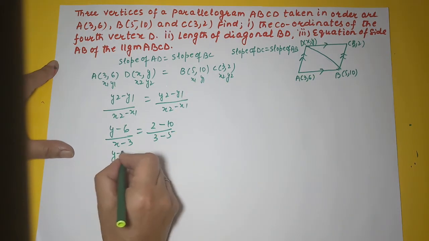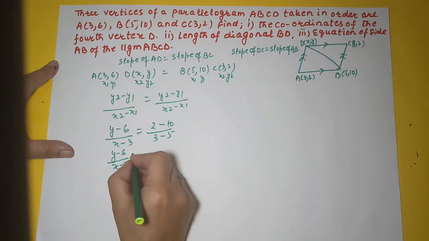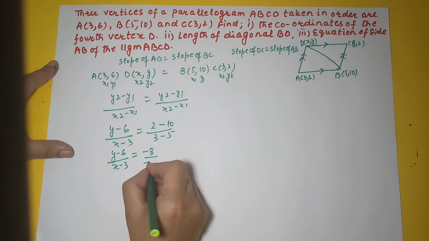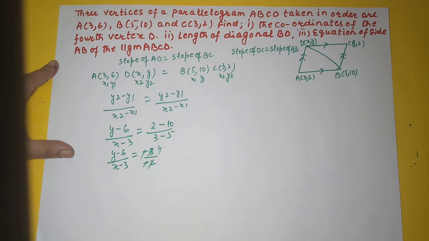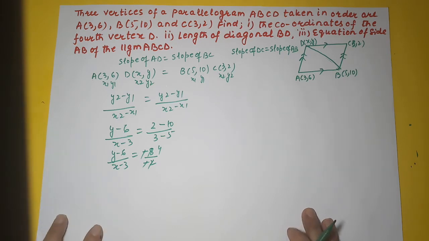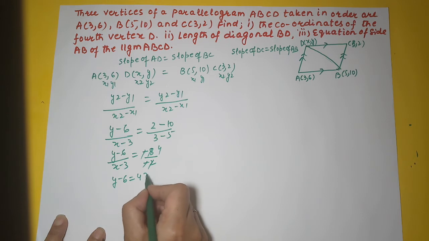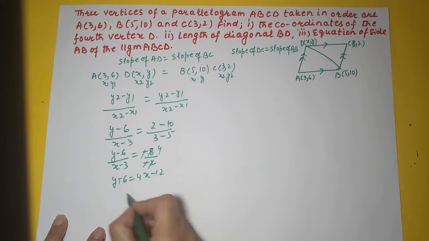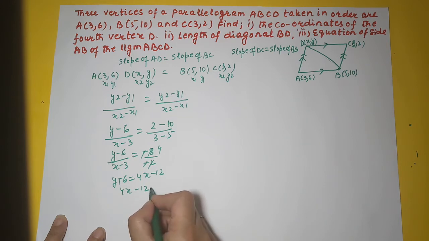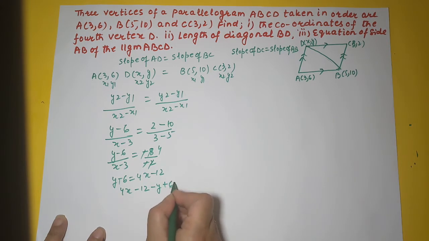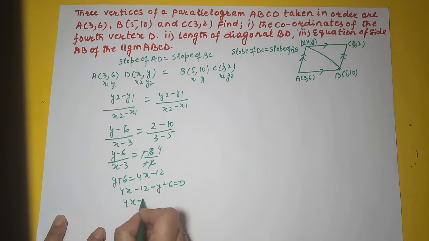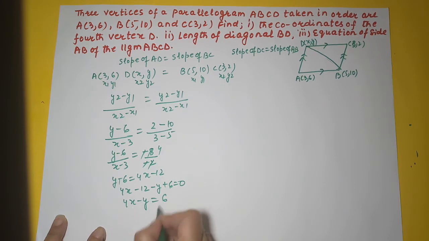So I got y minus 6 upon x minus 3 equal to minus 8 upon minus 2. This will go, 2 fours are 8, so it is 4. If I cross multiply, I will get y minus 6 is equal to 4x minus 12. Shift these to this side. I'll get 4x minus 12 minus y plus 6 equal to 0. So 4x minus y is equal to 6, right? This is my first equation. I'll keep it as it is.